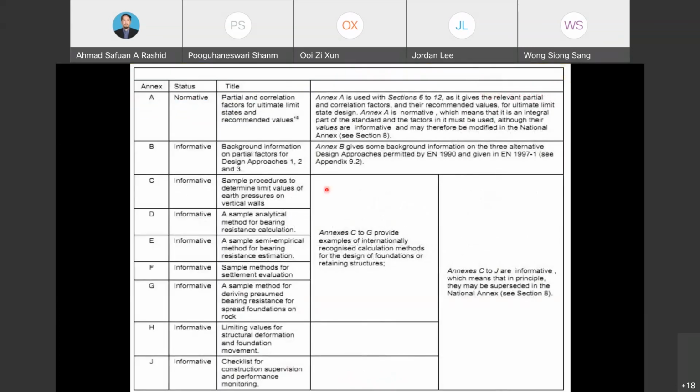So this is the table of contents for the annexes. We have annexes A to J here, the status of each annex from normative to informative, and the title provided for each annex.